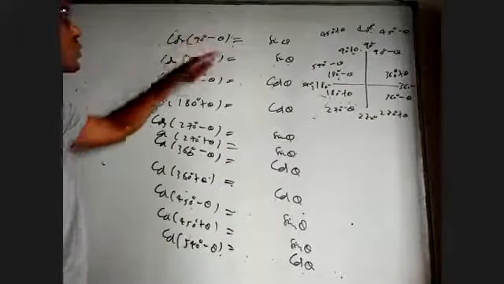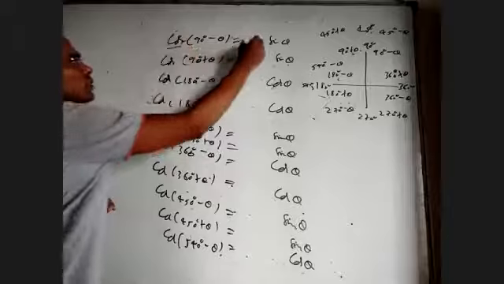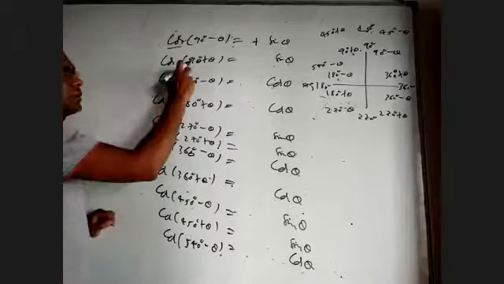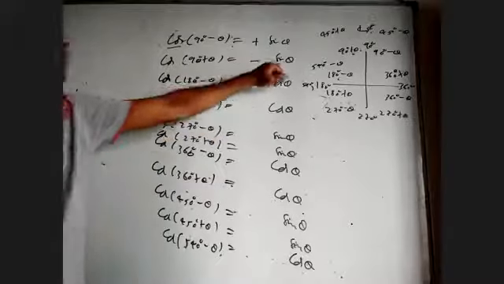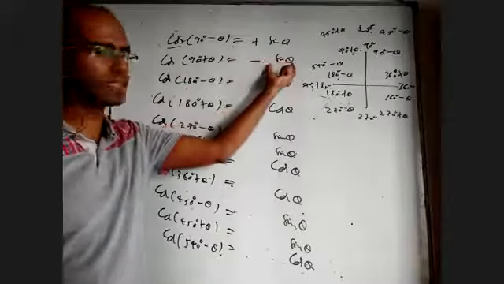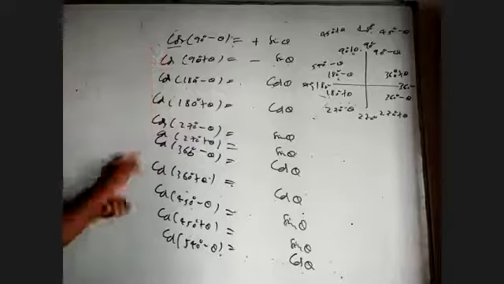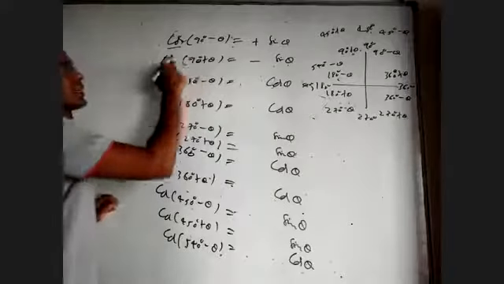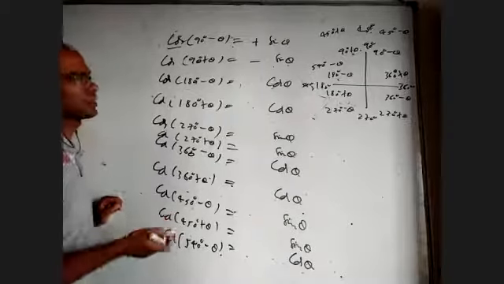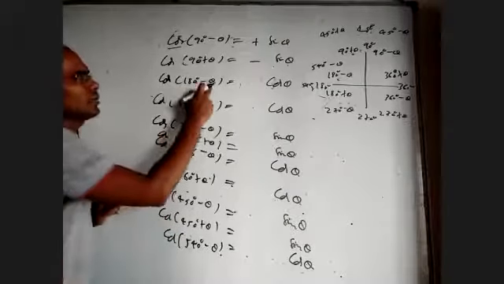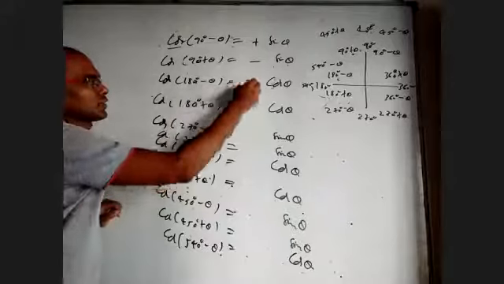90 minus theta is the first quadrant, in that cos is positive. 90 plus theta is the second quadrant, in that cos is negative. One may say in the second quadrant sine is positive. No, the sign of the right side doesn't matter. The LHS cos is there, and in the second quadrant it is negative. That's why I'm putting minus. That's how we remember. 180 minus theta is the second quadrant, cos is negative, so minus.